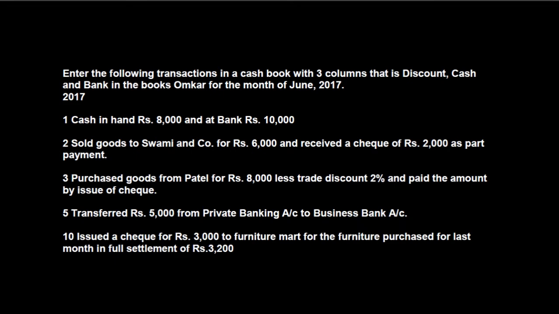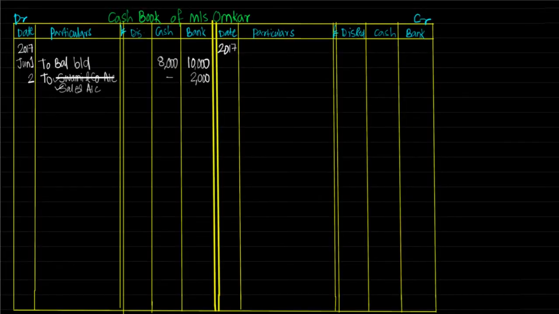On 3rd June, purchased goods from Patel rupees 8,000 less trade discount 2% and paid the amount by issue of a check. Here goods are purchased from Patel and amount is paid by issue of check. So it is cash purchases. The amount would be 8,000 minus 2% of 8,000 and it would reduce our bank balance because it is issued through check. So any transaction which reduces the bank balance is written in the right side of cash book in bank column. So on June 3rd, we would write by purchases and amount would be 7840.